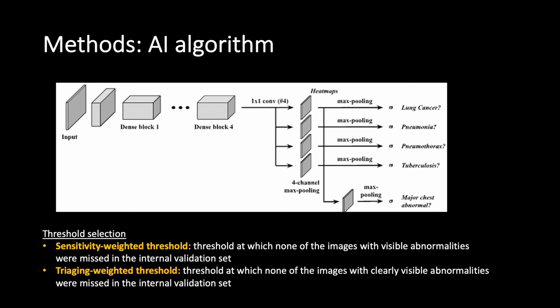2 thresholds for normal triaging were selected in the internal validation set. Sensitivity-weighted threshold was the threshold at which none of the visible abnormalities were missed in the internal validation set. Triaging-weighted threshold was the threshold at which none of the images with clearly visible abnormalities were missed, and the cutoff value was higher than the sensitivity-weighted threshold.